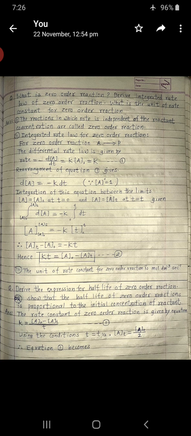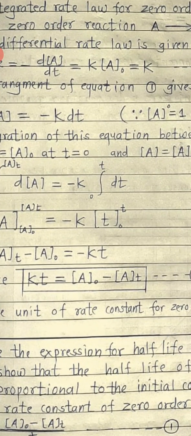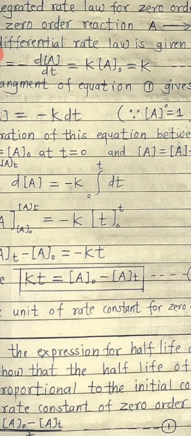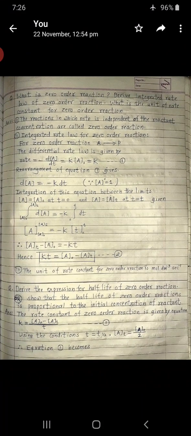First of all, the rate constant of zero order reaction is given by the equation Kt is equal to A0 minus At. So therefore K is equal to A0 minus At upon t. Okay, this is equation number 1.